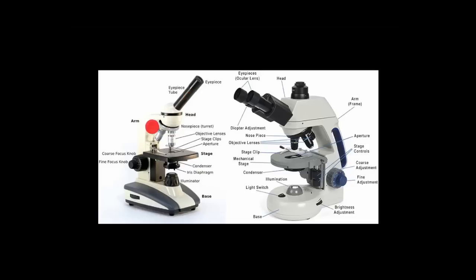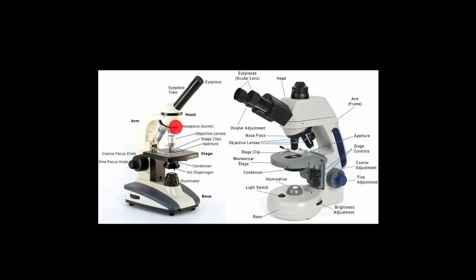Then we have this place as the arm. And then we have different types of knobs: the fine adjustment knob and the coarse adjustment knob. Like you can see here, two are attached together. The one inside is the fine adjustment knob. The one outside is the coarse adjustment knob. So you first adjust the coarse adjustment knob, then the fine adjustment knob is also adjusted to get a clearer view of the object that you are viewing.